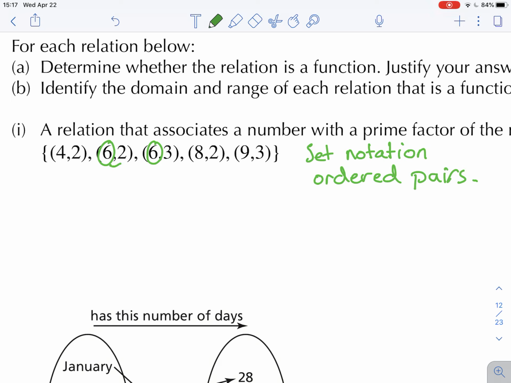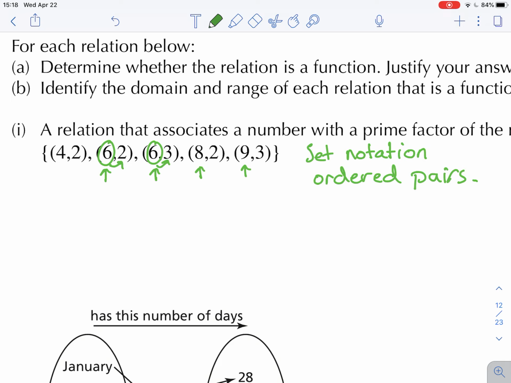But is it also one-to-many? Well, let's take a look. We have one domain value, 6, going to many range values. If we have a domain value that goes to 2 different range values, it is not a function. This is a one-to-many and a many-to-one graph. We call it a many-to-many relation.